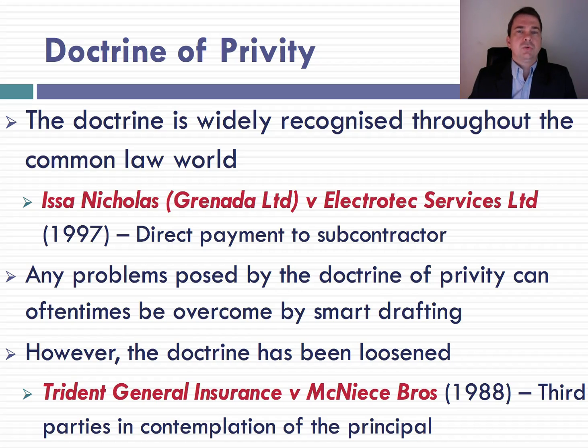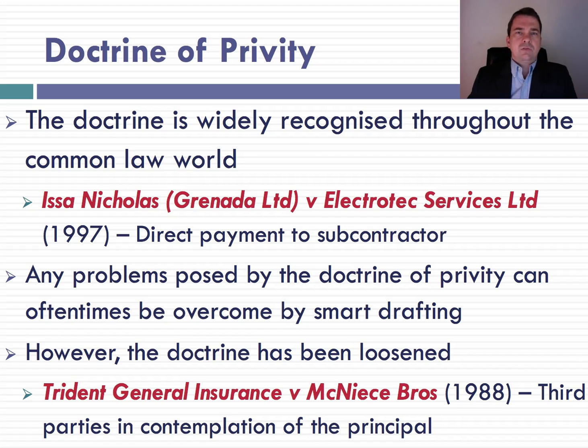Electrotech tried to sue the owners, ISA, directly. So again, we have this scenario where there are essentially two contracts. First of all, the one between ISA and the contractor, and then secondly, the one between the contractor and the subcontractor, Electrotech. The question again arose whether Electrotech, as a third party to the contract between ISA and the contractor, was able to sue. And the court held that they were not able to sue, notwithstanding their argument that there had been some direct contact between Electrotech and ISA Nicholas.